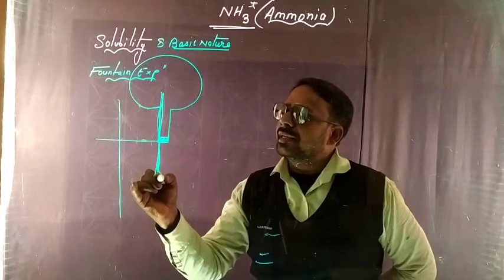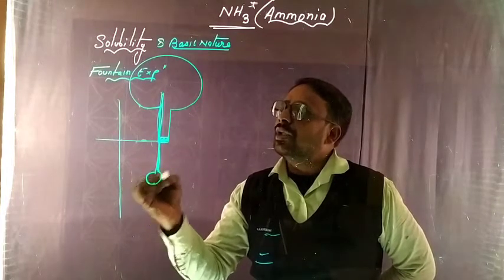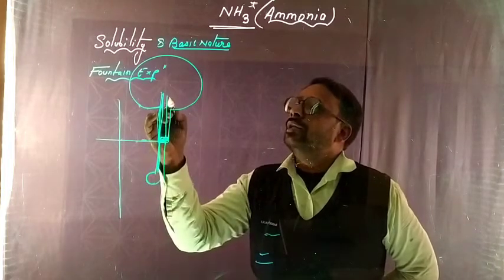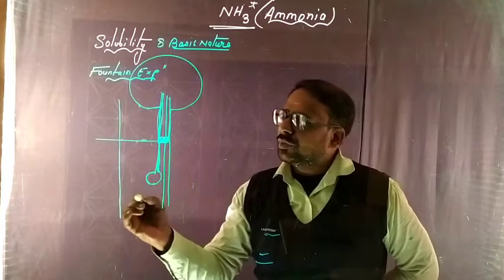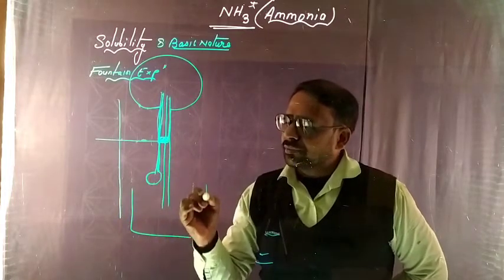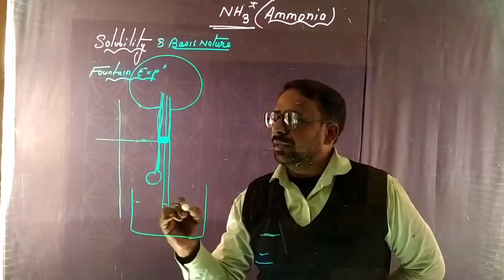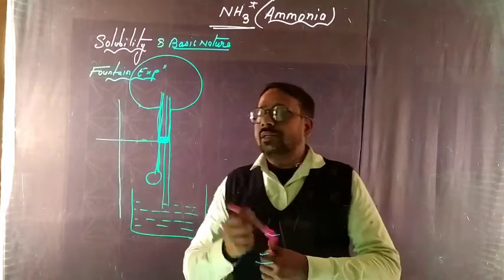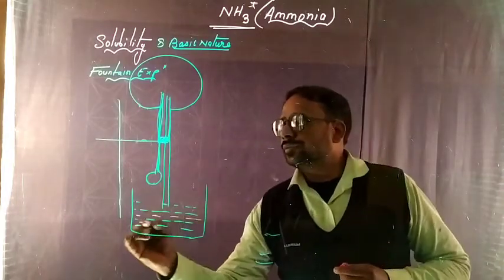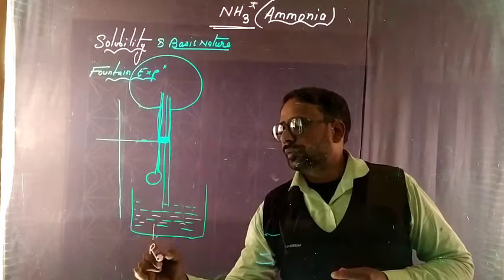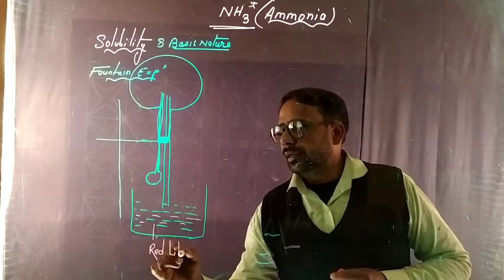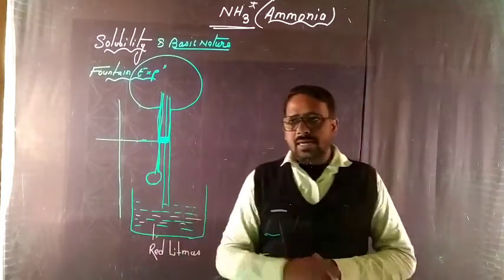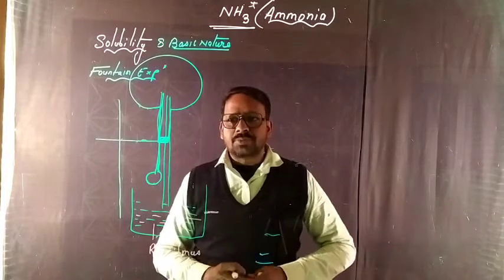One dropper, and it has a structure like this. You will have one glass tube passing through the cork and dipping into one beaker. That beaker will contain, what will this beaker contain? Red litmus, because red litmus is used to identify the basic character of substances.